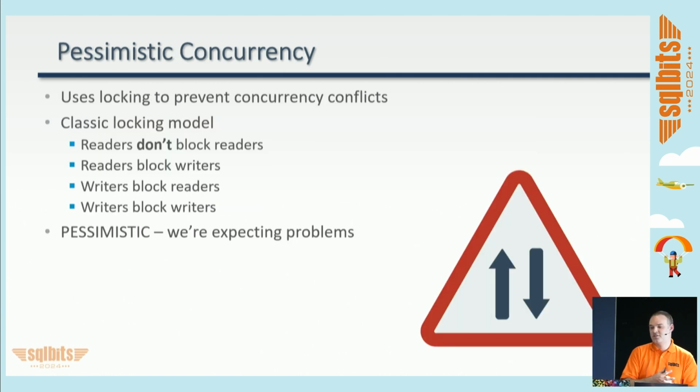So in pessimistic concurrency, as I said, we're being pessimistic, we're assuming problems, and we're going to use locking to prevent them. This is, again, the classic model. So readers do not block readers, right? You can have multiple processes reading the same thing at the same time. They're not going to interfere with each other. That's all good. But everybody else blocks each other, right? Readers block writers, writers block readers, and writers, of course, block other writers. And once again, we're expecting problems.